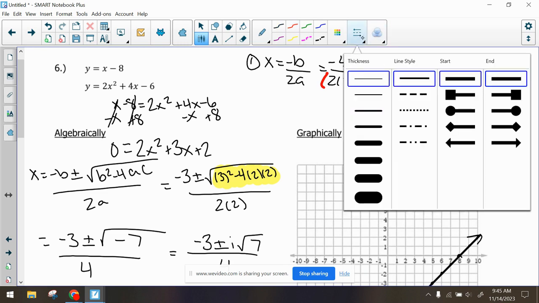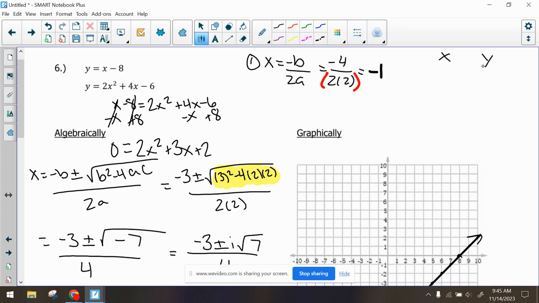So now I'm going to create my table where -1 goes directly in the center. I'm going to go 2 less and 2 more than the vertex. So I'm going to start by plugging in this -1. So it's going to be 2 times -1 squared plus 4 times -1 minus 6. -1 squared is 1 times 2 is 2 minus 4 minus 6. That's going to give me -8.